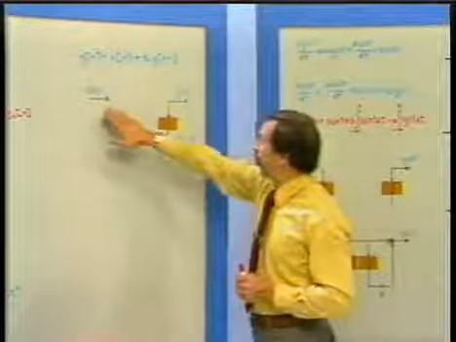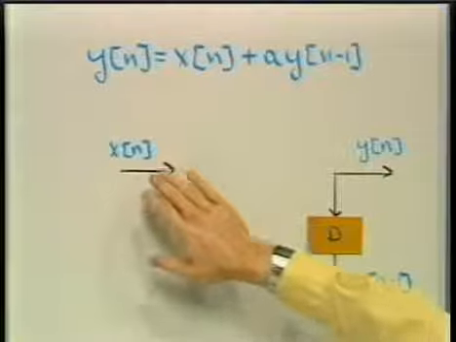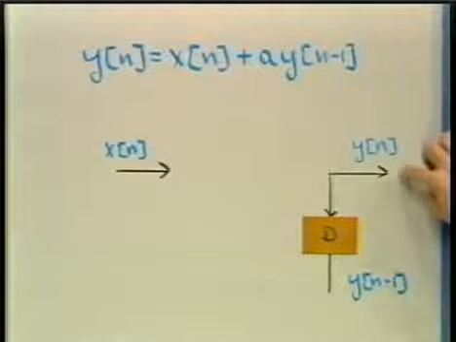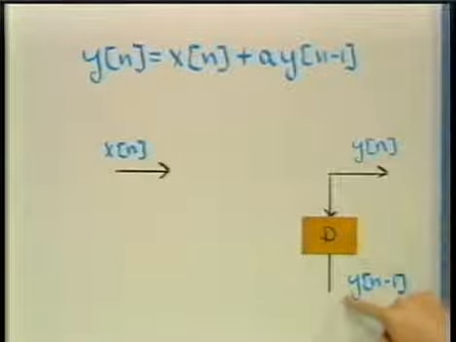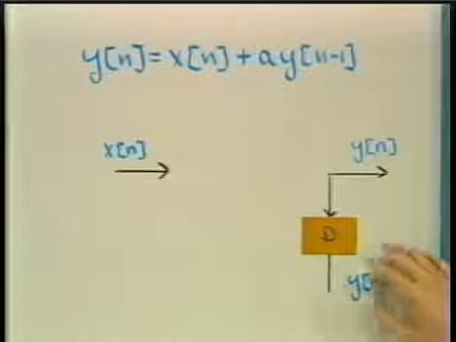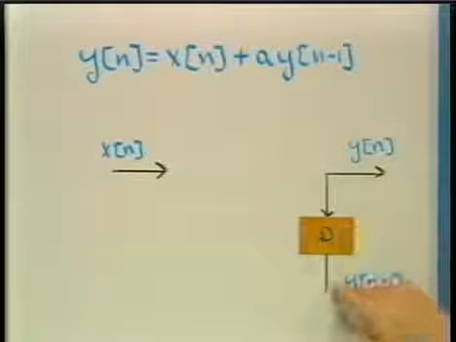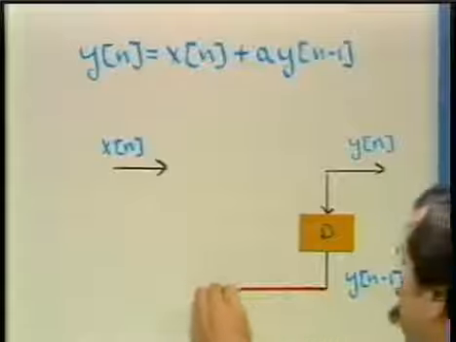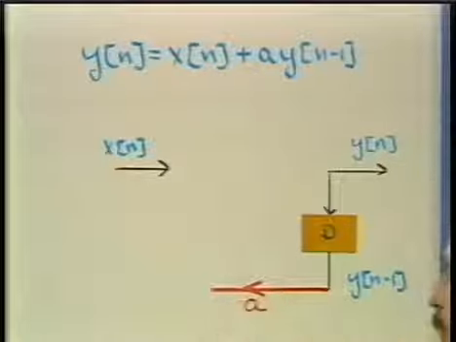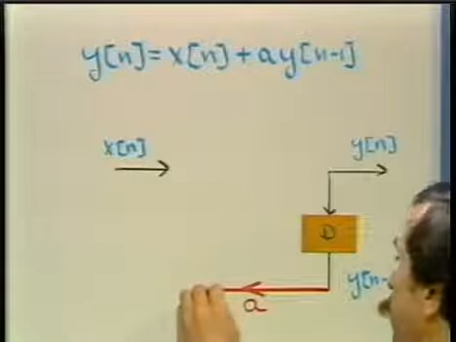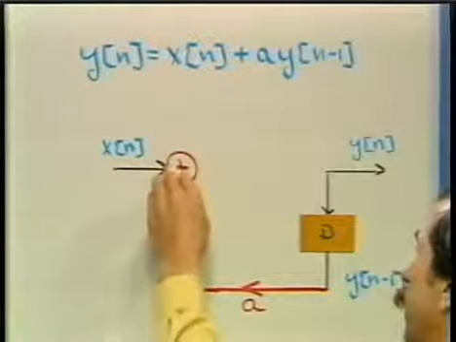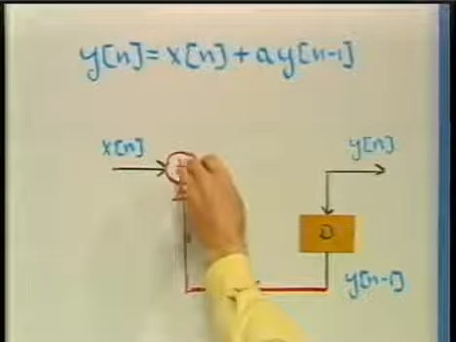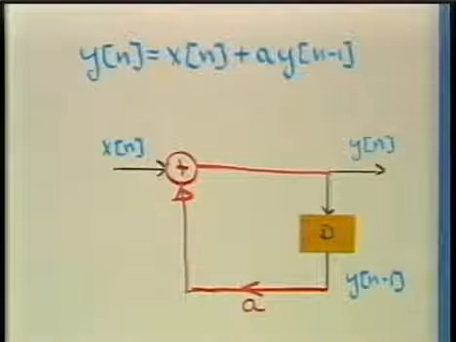So if we have x of n, which is our input, and if we have y of n, which is our output, we in fact can get y of n by taking the last value of y of n, indicated here by putting y of n through a delay, multiplying that by the factor a, and then adding that result to the input, and the result of doing that is y of n.